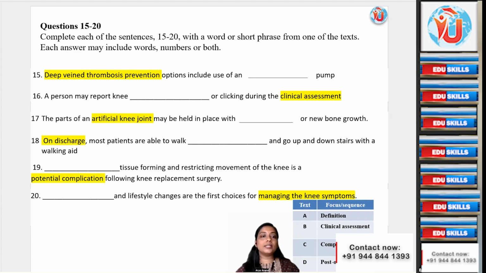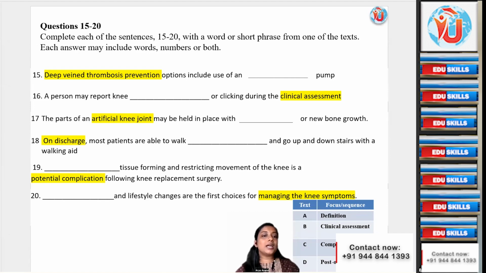We'll move to the next question. A person may report knee dash or clicking during the clinical assessment. The keyword is clinical assessment here, so you can find it from the particular text. Okay, hope it is done. Can I move to the next question? Yes, thank you. Please go ahead.